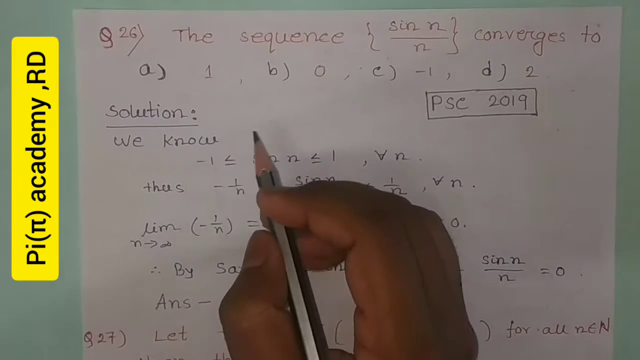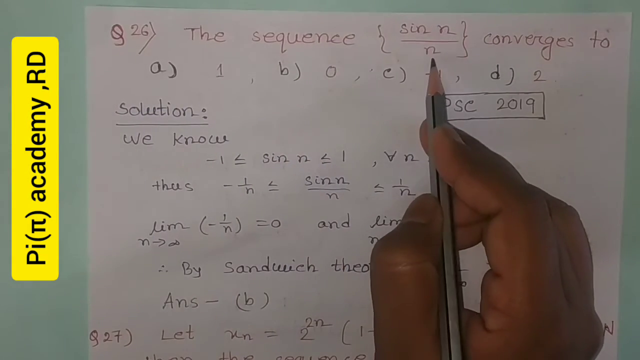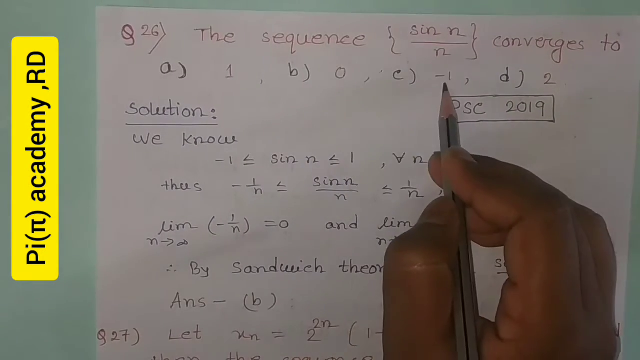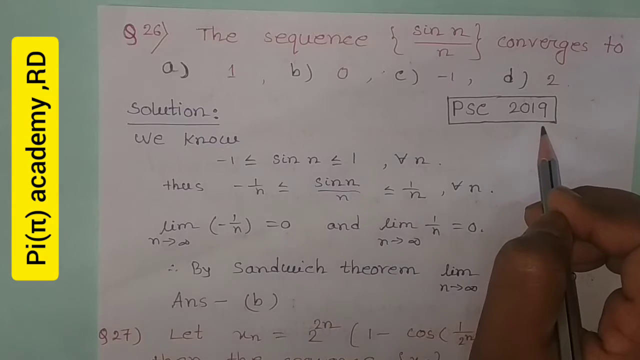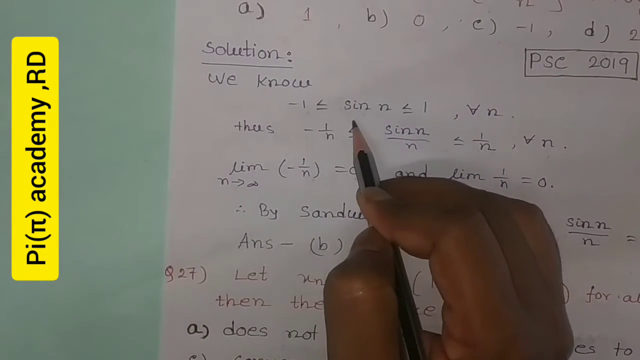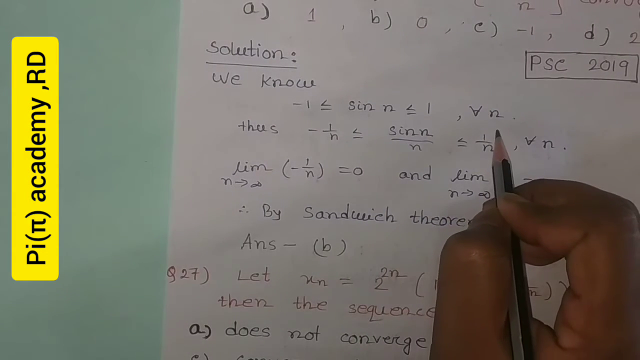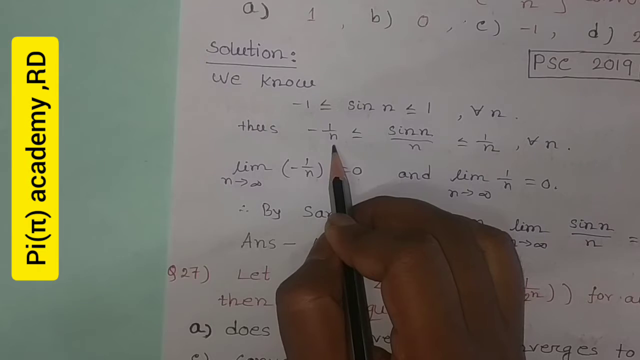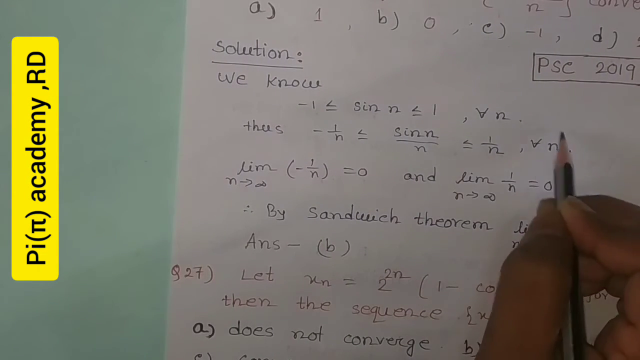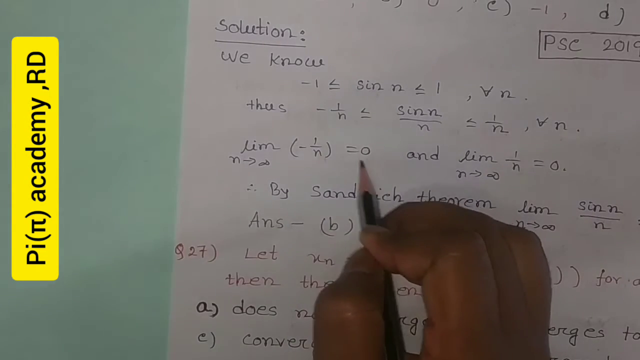Now question number 26. The sequence sin n divided by n converges to 1, or 0, or minus 1, or 2. PSC 2019. Now solution. We know that minus 1 is less than or equal to sin n, which is less than or equal to 1 for all n. Thus minus 1 by n is less than or equal to sin n divided by n, which is less than or equal to 1 by n for all n. And the limit of minus 1 by n is 0.